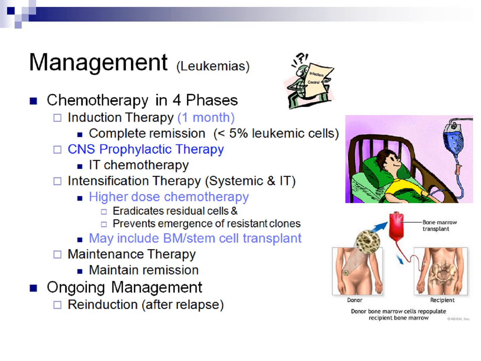So chemotherapy in children, again, really no different than adults, except we have those things that we really need to consider in children that are different. So first we start with induction therapy. It usually takes about a month, and our hope is that we get complete remission, at least less than 5% of leukemic cells. We do CNS prophylactic therapy, so we give intrathecal chemotherapy into the CSF. Then we do intensification therapy, higher dose chemotherapy. This may include bone marrow or stem cell transplant, which I'll talk a little bit about in the next slide. And then ongoing maintenance therapy to maintain remission.